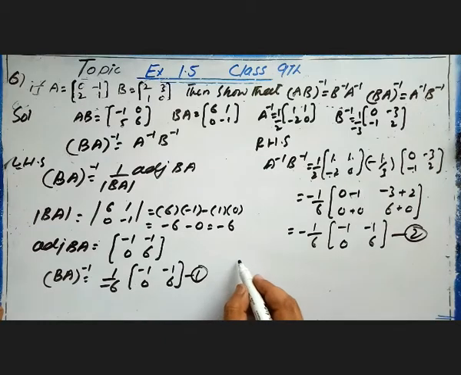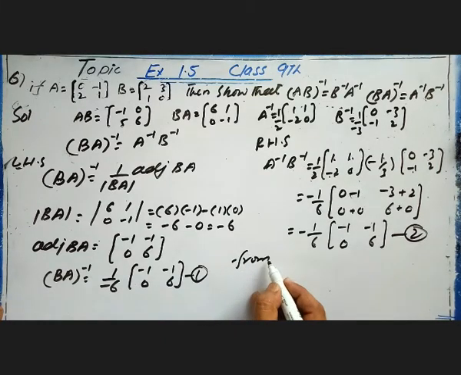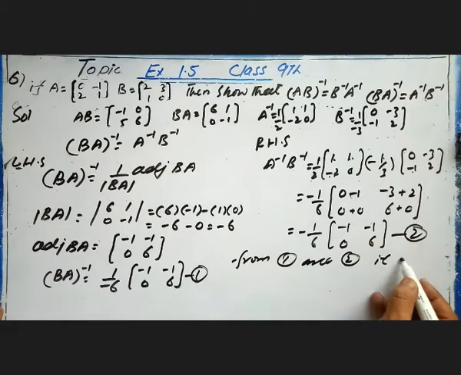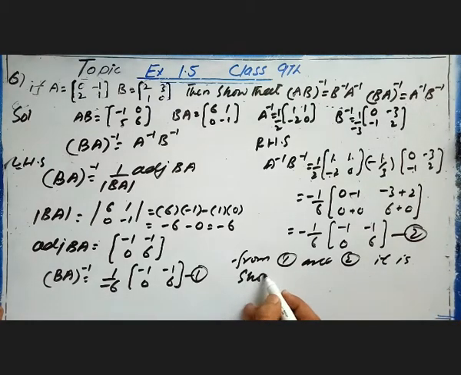So from 1 and 2 it is showed that BA whole inverse is equal to A inverse and B inverse.